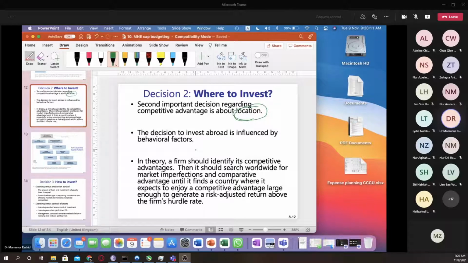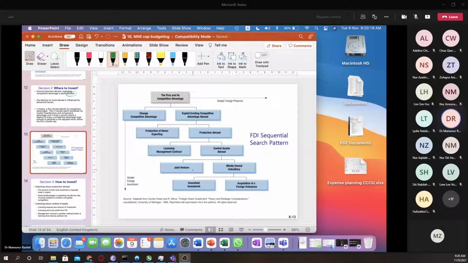And these locational decisions are very tough. These are process oriented. It takes a lot of time to finally get a good location for your company. This is the process that we follow. I think this search pattern, we call it FDI sequential search pattern. It follows a step-by-step sequence. So when you are choosing the next location for your business, you will go through this step by step. We have discussed it in the first class, but let me discuss it again.